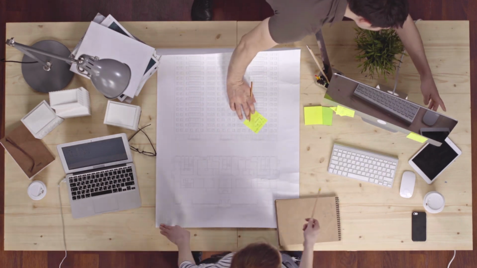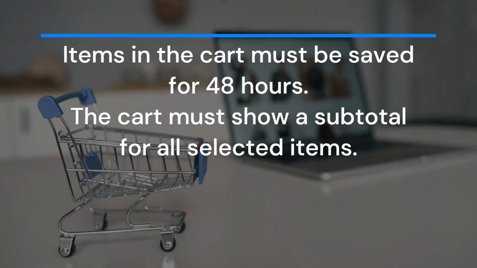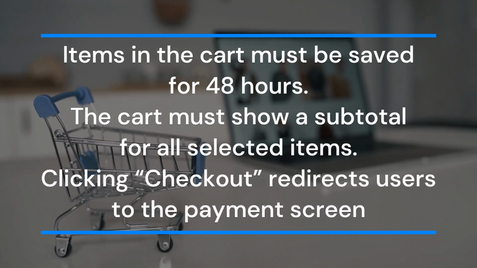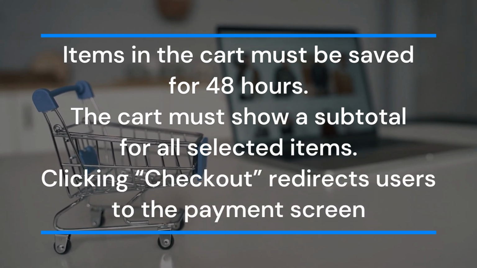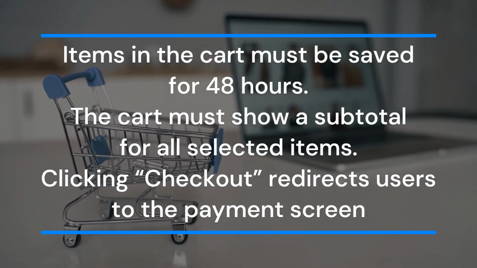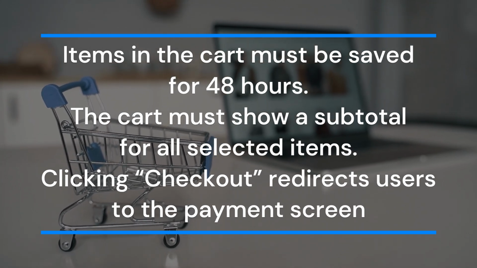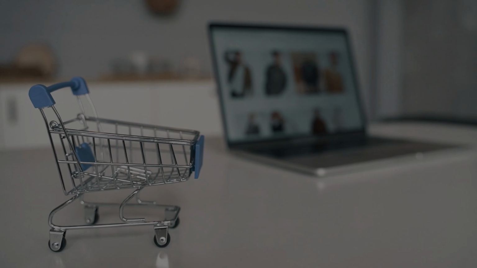So here's an example for a shopping cart feature. Criteria 1, items in the cart must be saved for 48 hours. Criteria 2, the cart must show a subtotal for all selected items. Criteria 3, click and checkout redirects users to the payment screen. With these specifics, developers know exactly what to build and how to test it.